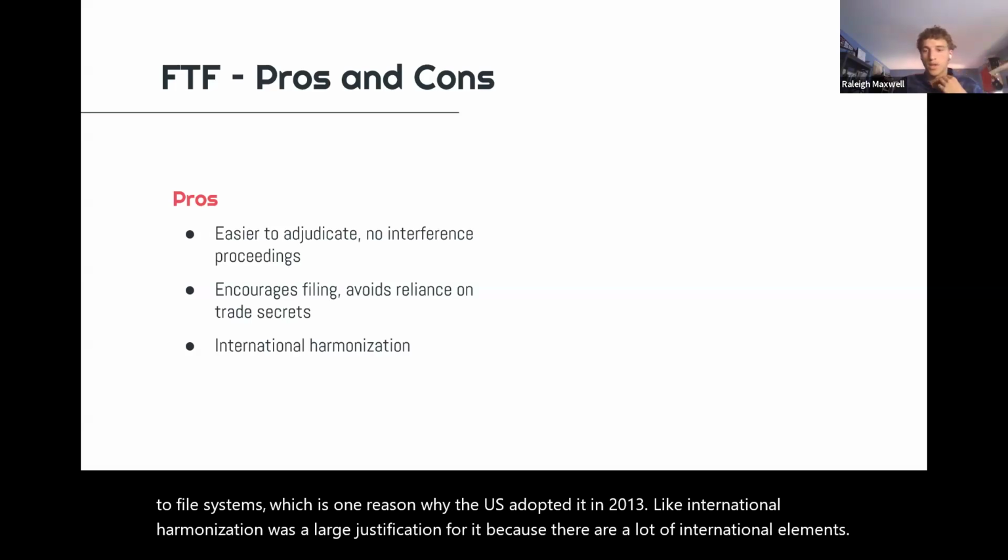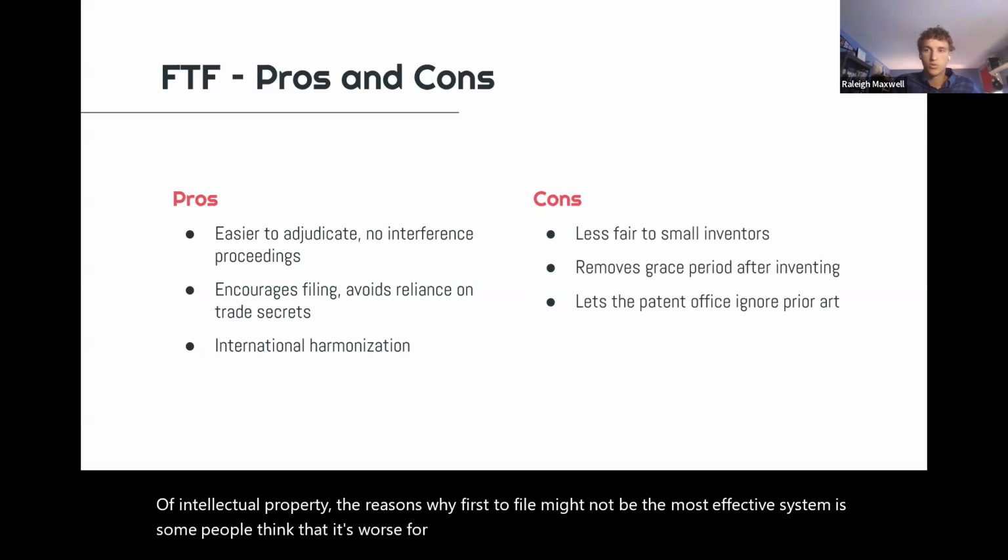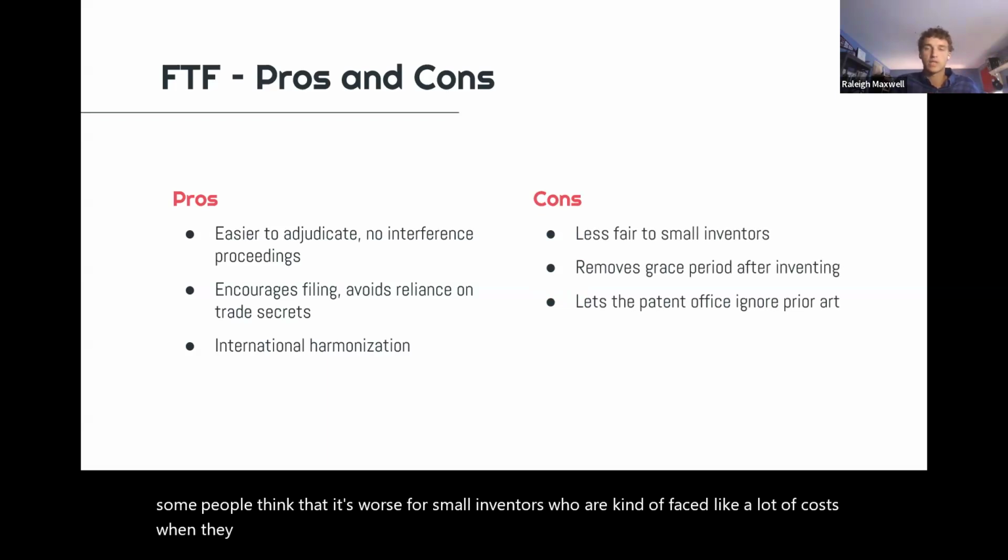The reason why first to file might not be the most effective system is that some people think it's worse for small inventors, who face a lot of costs when they file a patent, because a lot of time and work has to go into writing a patent application and making sure that it meets all the standards.